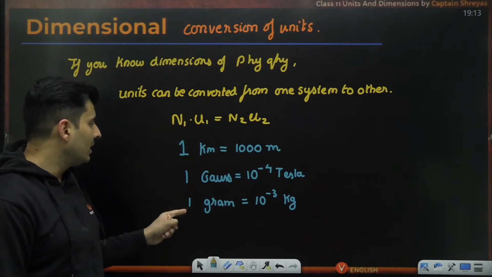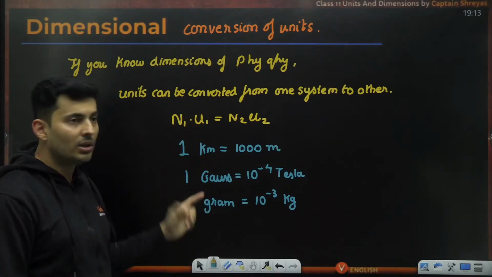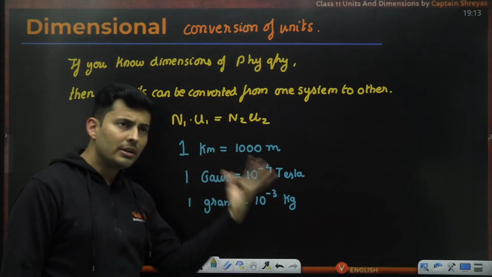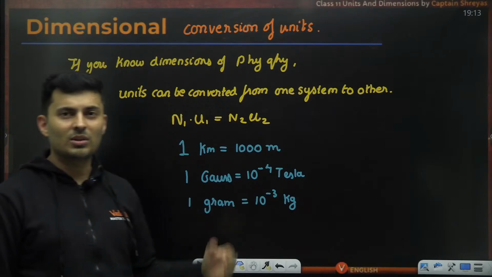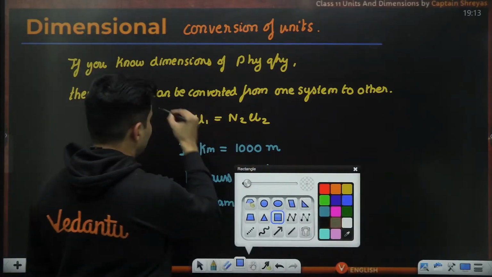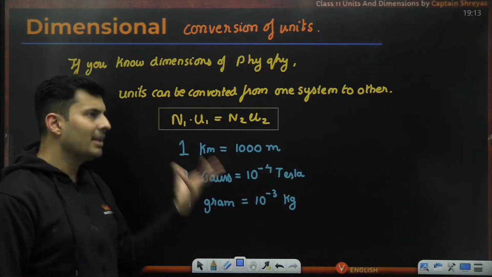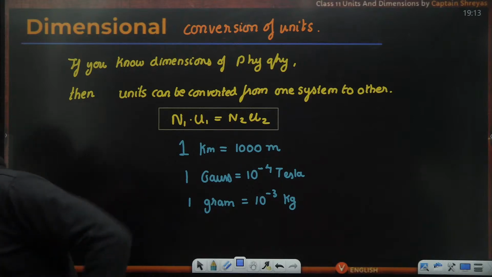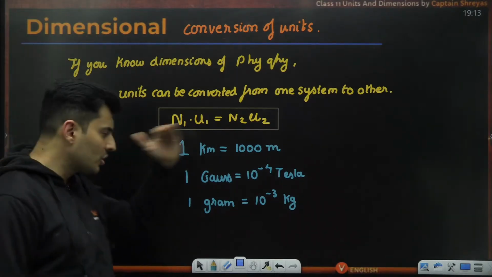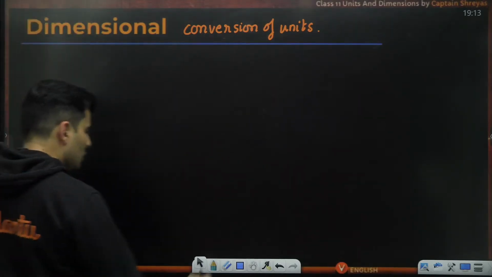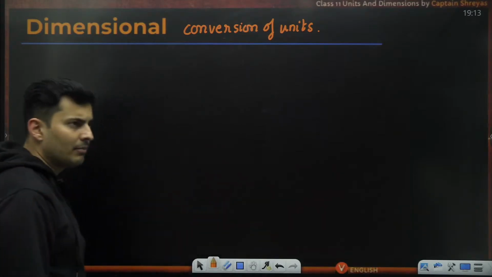So N1 is the magnitude in the first system, U1 is the unit of that first system, N2 is the new magnitude in the new system, U2 is the new unit of that other system. So that's why I said N1 U1 is equal to N2 U2. And these are some of the examples of this. But how do we practically use it? Let me show you. Everyone, ready for it? Yeah, let's take a demo of that. I'm going to show you all the applications, guys, without missing anything. Okay, so let's take up an example.